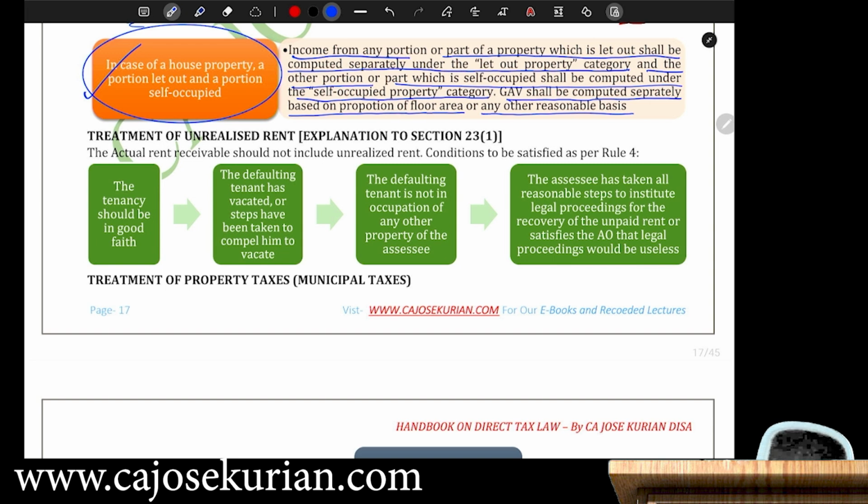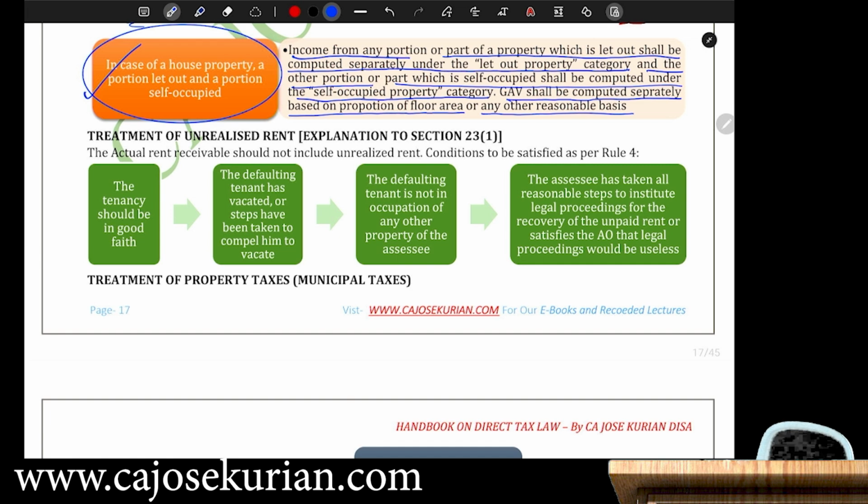What is point number 2? The defaulting tenant has vacated or steps have been taken to compel him to vacate. What do you mean by that? Either that person who hasn't paid you the rent has vacated the property, or you have to file a case or something. You have to take some steps to make him go out of your property. Are you with me? You have to do it in a legal way.